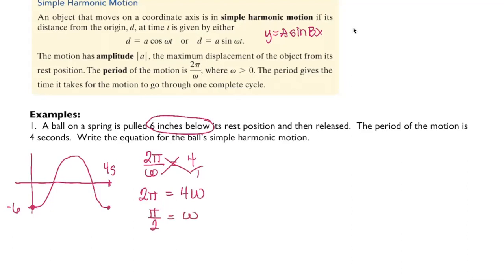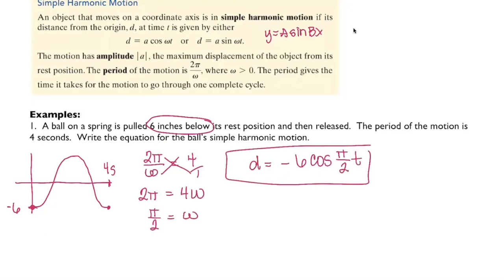Now, the amplitude, since we're starting down at -6, amplitude is 6, but we want the value of A to be negative, and the shape of this motion looks like a cosine graph. So we would say pi halves times t. That would be our equation, and that's all there is to it.